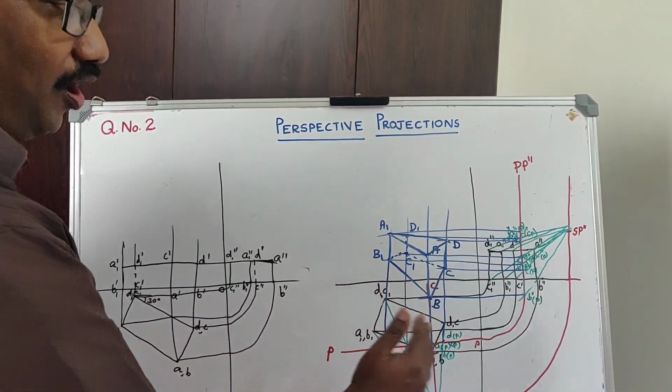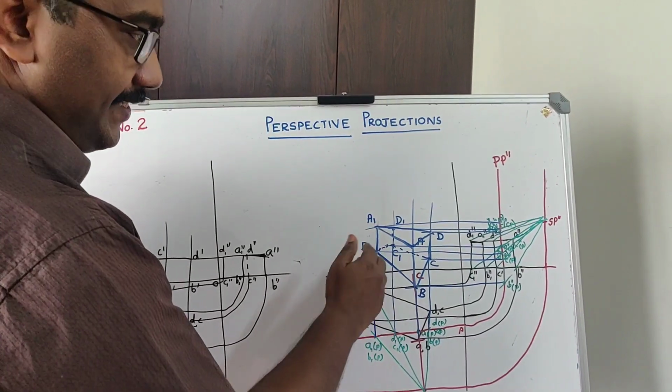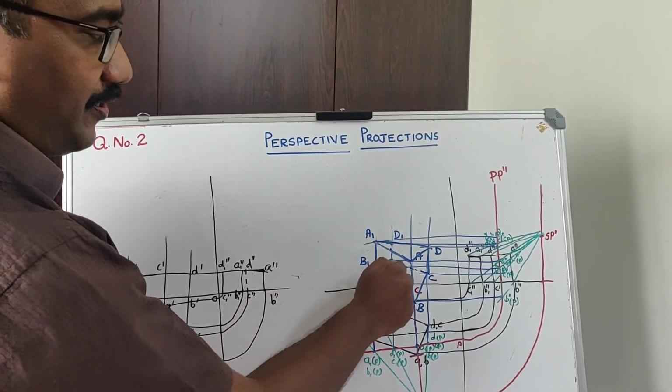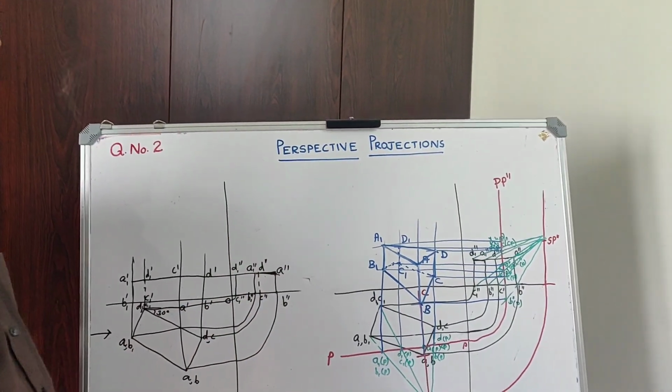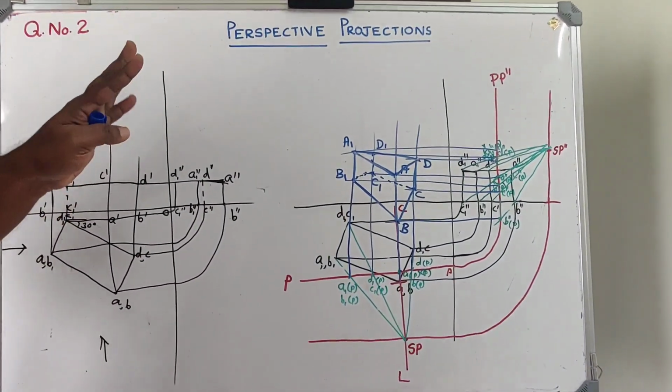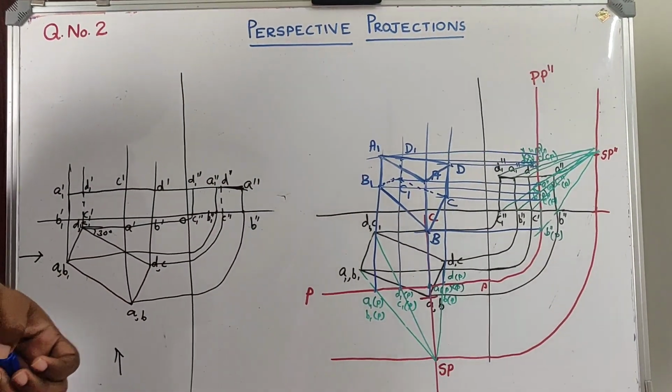Combining all these things, or drawing corresponding projectors, we got A1, B1, C1, D1, etc. Then we have found out the exact figure by the actual visibility of the problem.